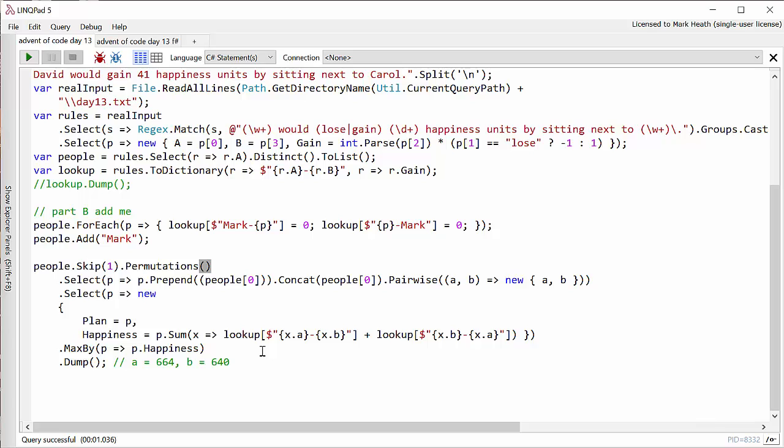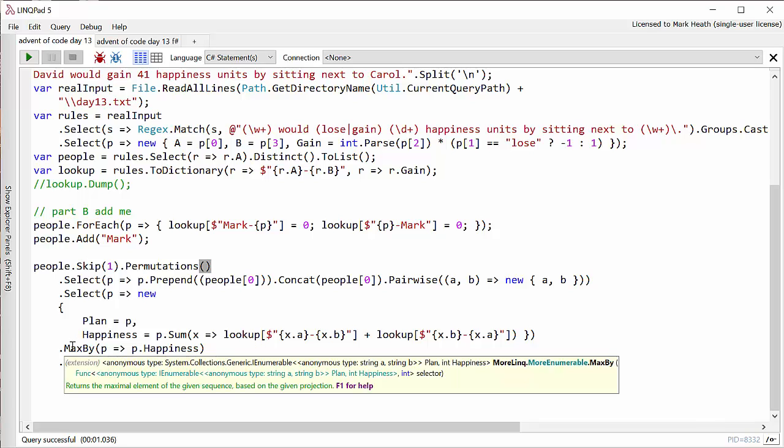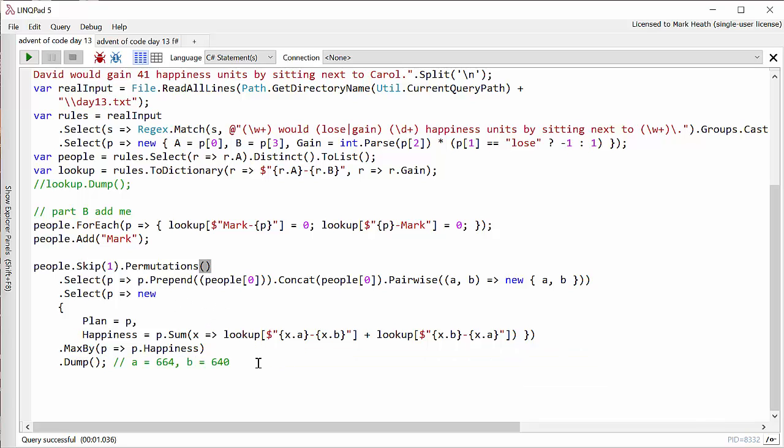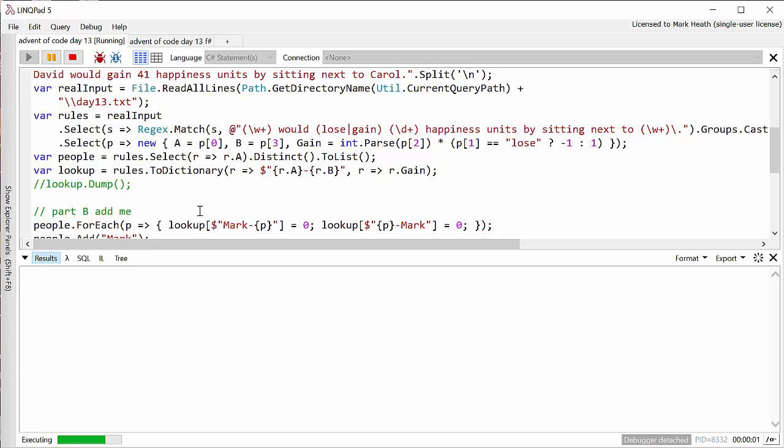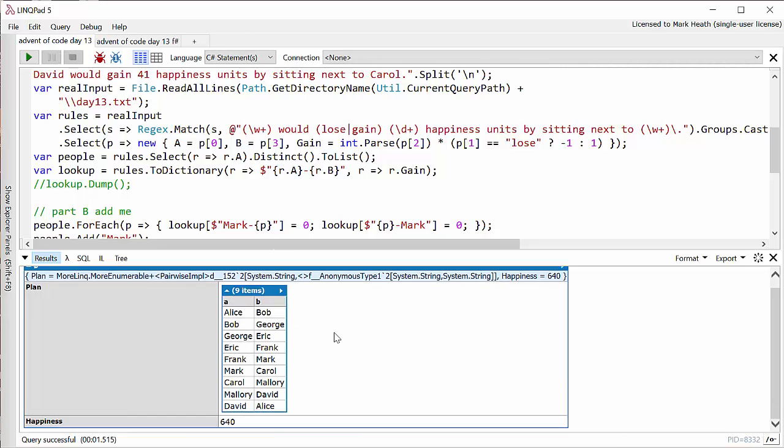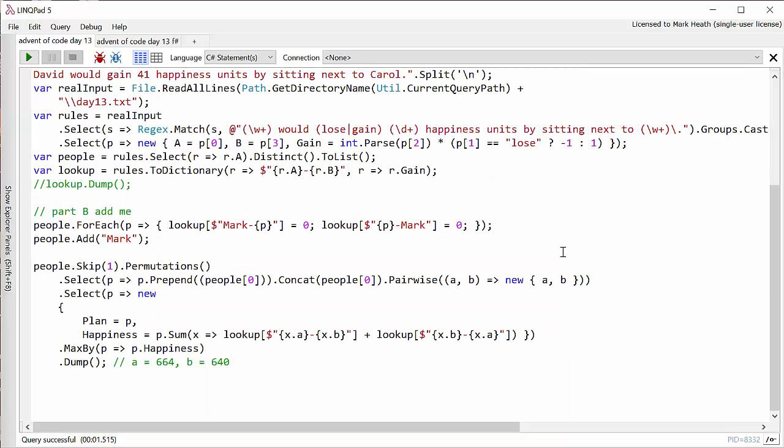And so MoreLINQ to the rescue again, I can use MaxBy to return the object that has the highest happiness value. And so if we run that, we see it runs relatively quickly and I get my happiness amount. It turns out that I actually make people less happy by sitting at the table with them, which I guess is probably true to real life.